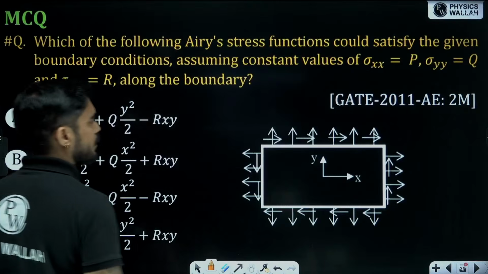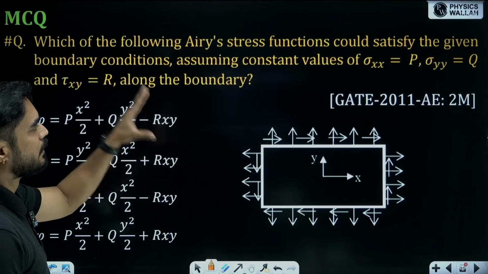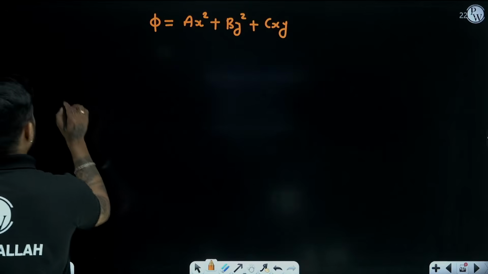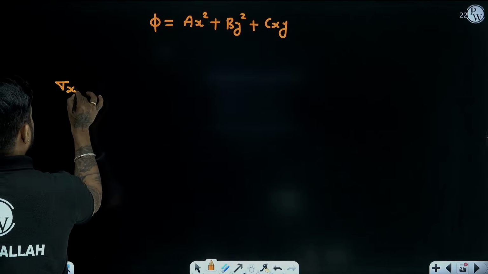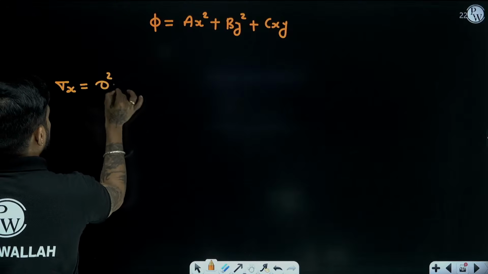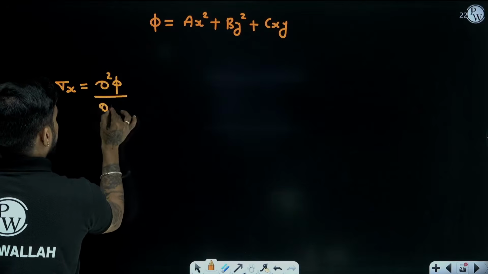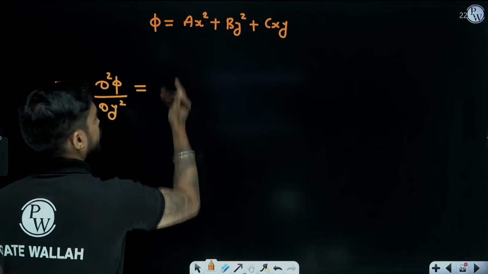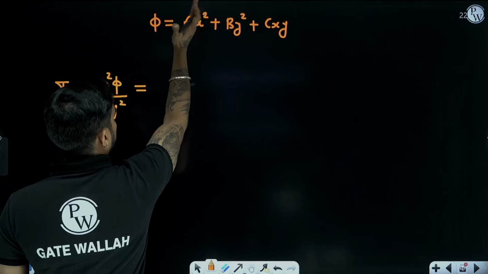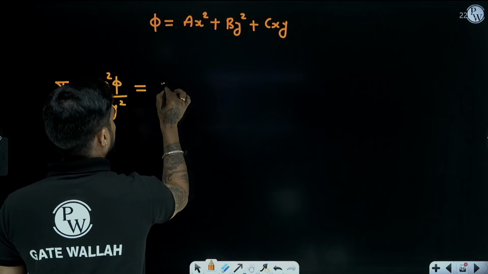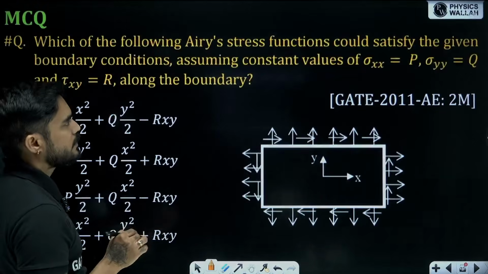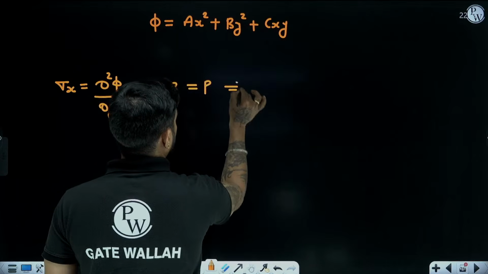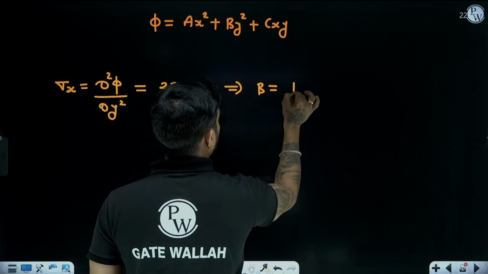So how can we find the values of a, b and c? See, you have the boundary condition, right? Sigma xx is p, sigma yy is q, and tau xy is r. So put the value sigma xx, dou square phi by dou y square. So if you differentiate it two times with respect to y, this and this will become 0, this will become 2b. And what is sigma x? It is p. So from here b is p by 2.